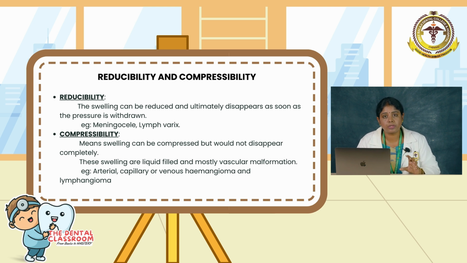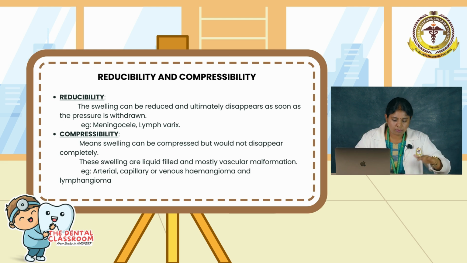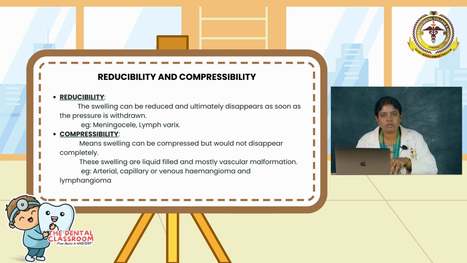For example, for compressibility is hemangioma or any AV malformation, where if I apply pressure, the blood goes through the vessel and stays there, but when I release the pressure, it pulls back to the position. So that is compressibility. So you have to mention whether the swelling is reducible or compressible. That gives a lot of idea for the diagnosis.